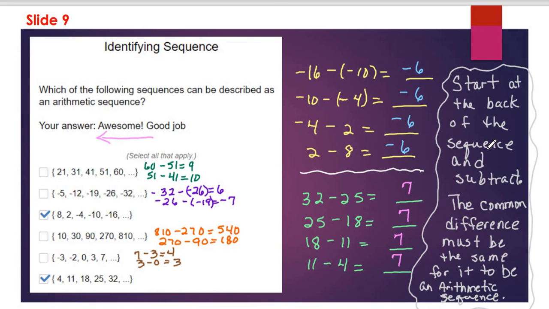So remember, start at the back of the sequence and subtract. The common difference must be the same for it to be an arithmetic sequence. You must have it all the way through. You must check it all the way through, because sometimes in the middle of the problem, they will have an odd number thrown in there to throw you off, because you'll think, oh, that's it. And it won't be. So make sure you check it all the way through.